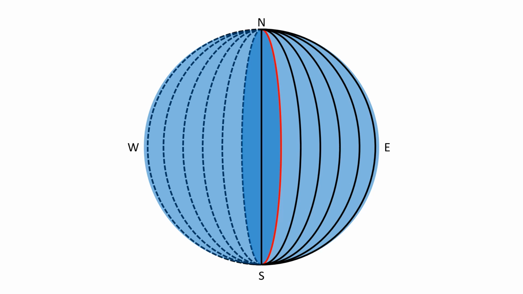Look at this meridian. It passes through Greenwich, UK. It is called the prime meridian. It intersects the equator at this point. This point is located somewhere in the Atlantic Ocean.